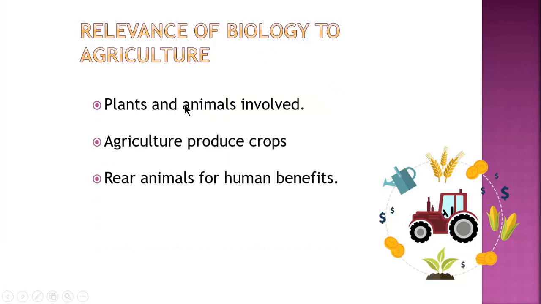And as you can see, biology is relevant to agriculture because plants and animals are involved, agricultural produce are involved, and also it involves rearing of animals for human benefits. The benefits of agriculture cannot be overemphasized because these tractors you see are aimed at producing enough food and generate enough money for the benefit of human society. So what is our focus today? We're going to learn about the classification of agricultural products.